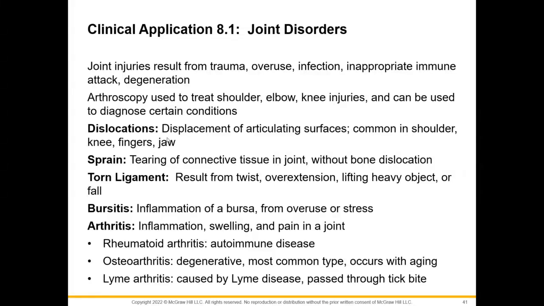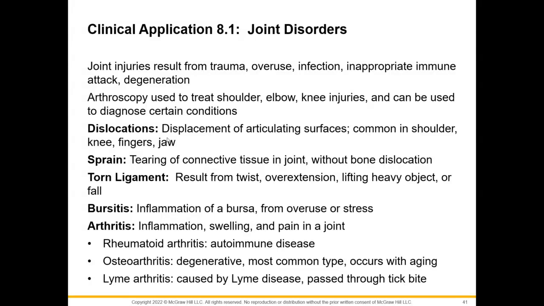Okay, you've probably heard of sprains before. This is tearing of the connective tissues in the joints, and this is when you have no dislocation with it. Now, you can have a torn ligament, and that results from twists or overextensions, lifting heavy objects, or falling. Bursitis, this is inflammation of the bursa, and this happens because of overuse or stress of those joints. And then, of course, arthritis. This is inflammation, swelling, and pain in a joint. And there are several types, really.